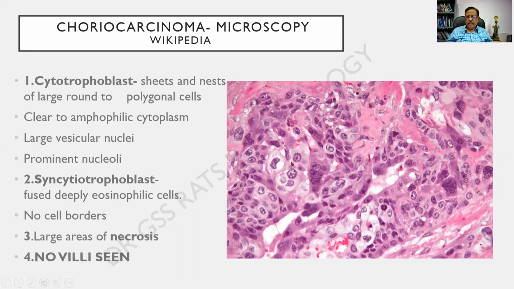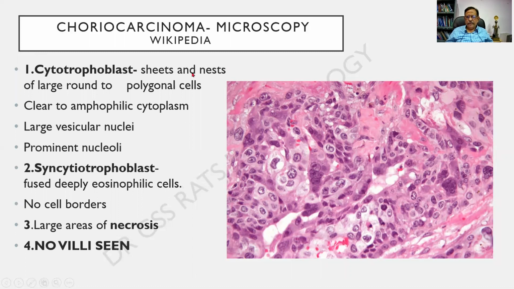What are the features of this one? Please memorize. Sheets and nests of large round to polygonal cells, amphophilic cytoplasm, vesicular nuclei, prominent nucleoli. Deeply eosinophilic syncytiotrophoblast, no cell borders. Large areas of necrosis will be seen. No villi present. This will be the microscopic picture. Please learn it by heart, do not omit a single word.